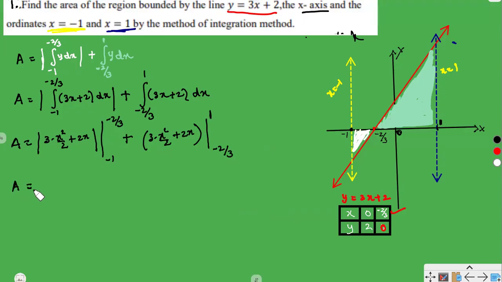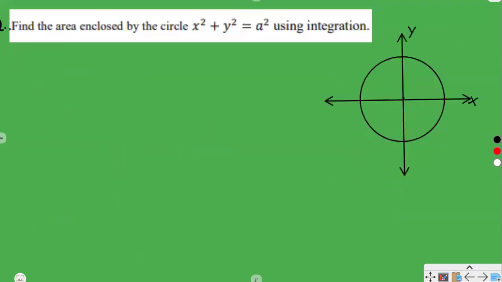A equals. Now we have to apply the upper limit and lower limit. Here also, upper limit and lower limit. After substituting the upper limit, you get 1 by 6 here. After applying the upper limit and lower limit and then simplifying, we get 25 by 6. And that is equal to, if you take LCM 6, numerator 1 plus 25 is 26 by 6, and 13 by 3 square units. That is the area required here. This is your question 1. We'll go to the next question.